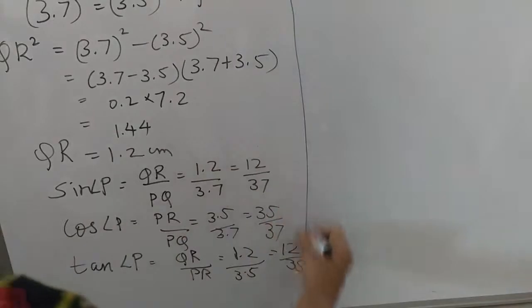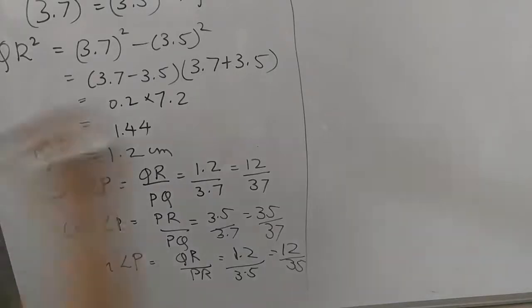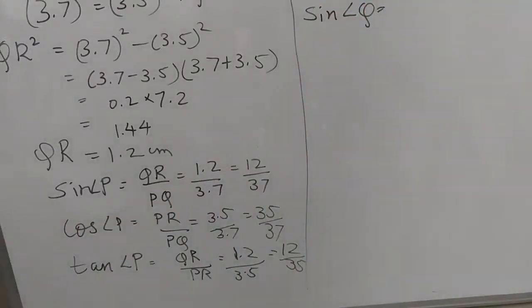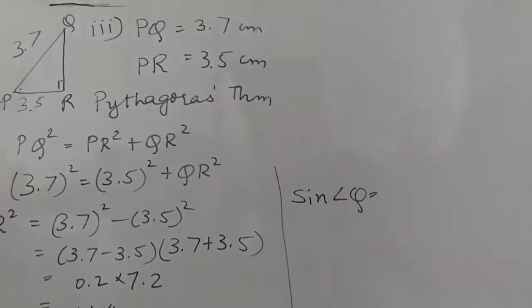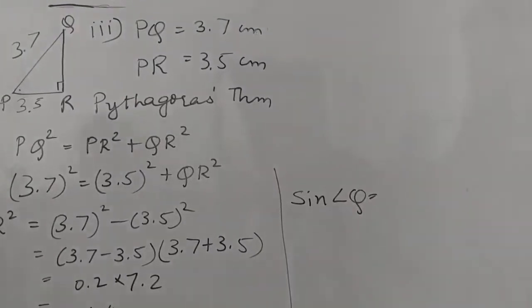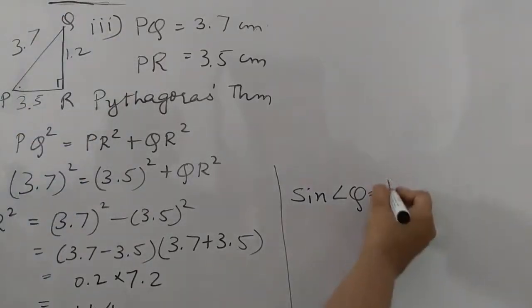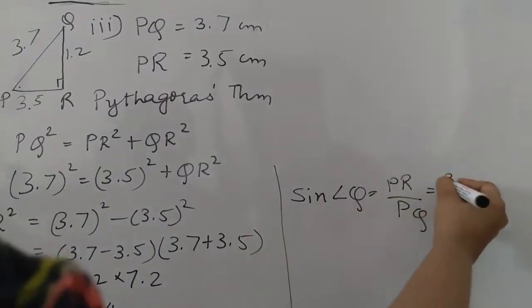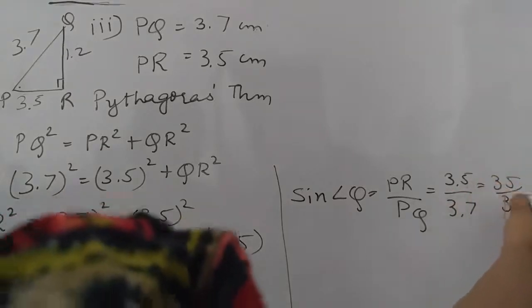Now let us write for angle Q. Again the same three ratios, sine, cos and tan, but for angle Q. So I write sine of angle Q is equal to. For that, in the figure we have to check angle Q. Sine means opposite upon hypotenuse. Opposite to angle Q is PR and hypotenuse is PQ. So 3.5 upon 3.7, 35 by 37.